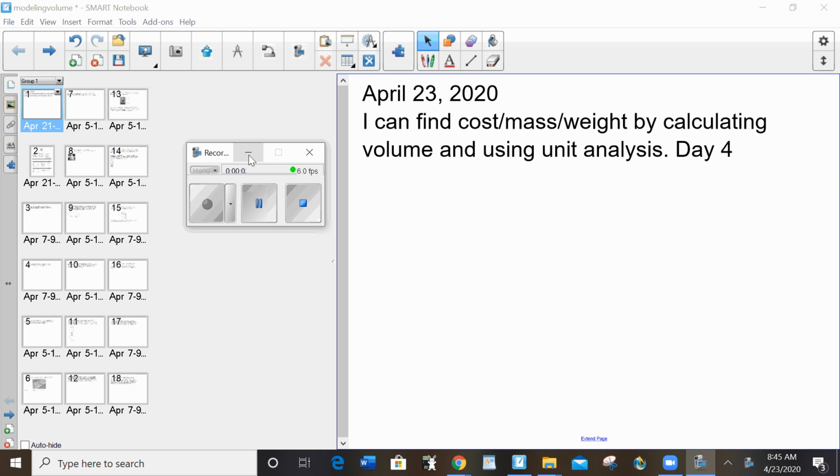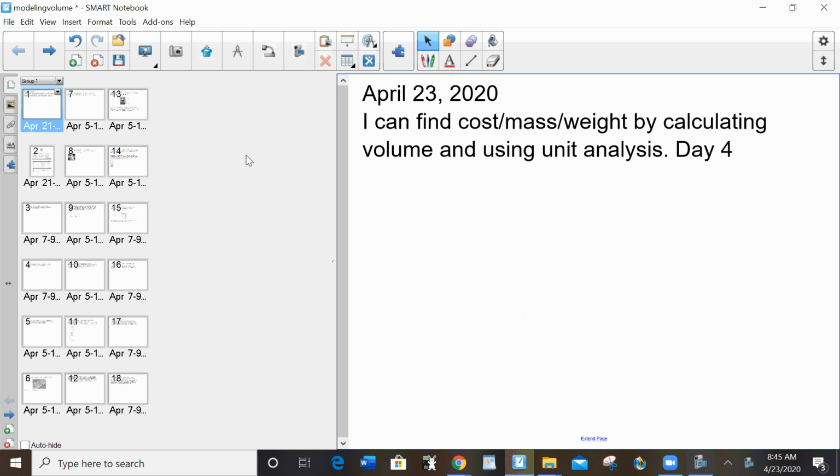Good morning. It is April 23rd. This is the fourth day, the third lesson for modeling volume, where we're finding cost, mass, or weight by calculating volume and using unit analysis.